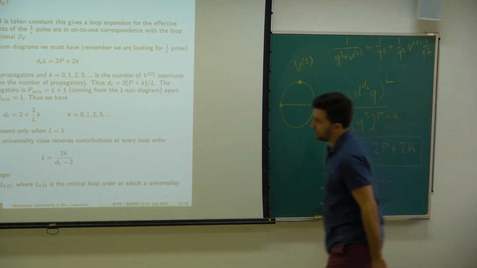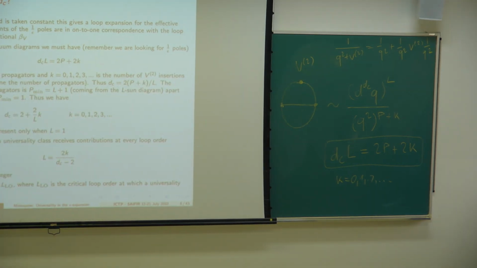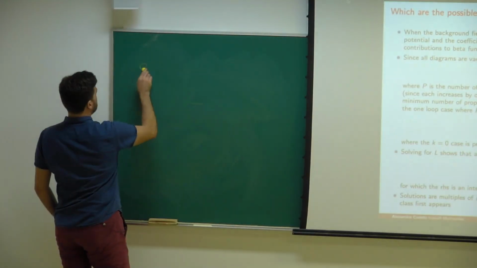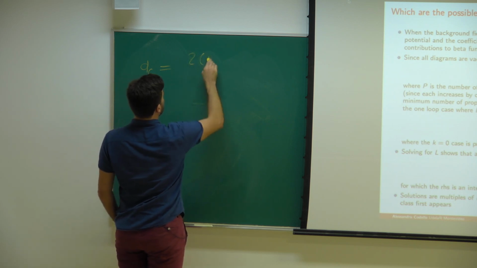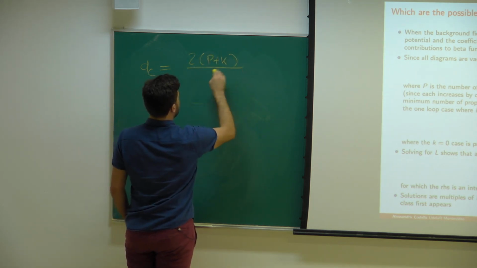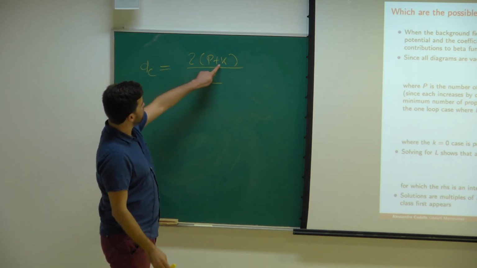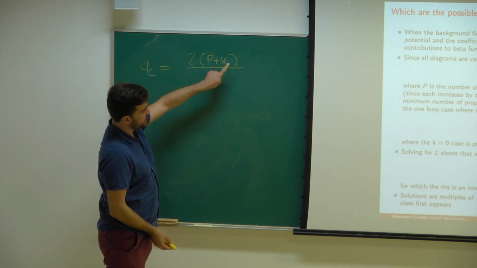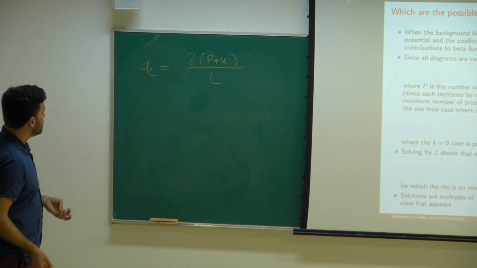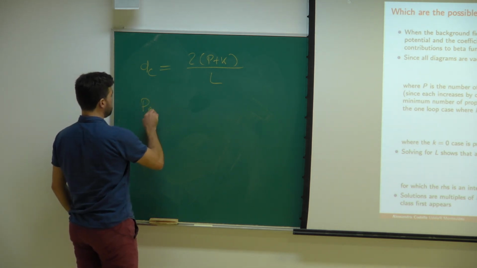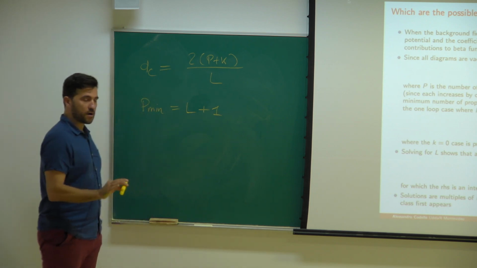So we can write that the critical dimension is equal to 2 times P plus K divided by L. So here, this runs over the integers plus the naturals. So what is the value of P? P cannot be 0, but at a certain loop order, there is a minimum value, which is equal to L plus 1, okay, when we are above one loop.